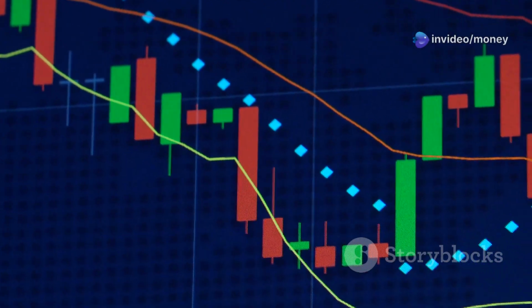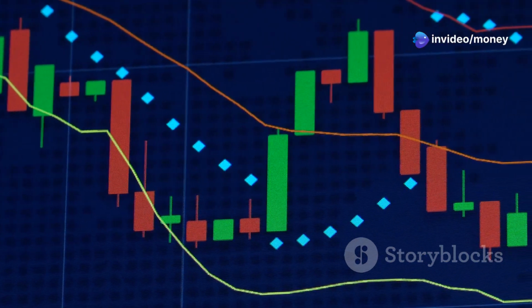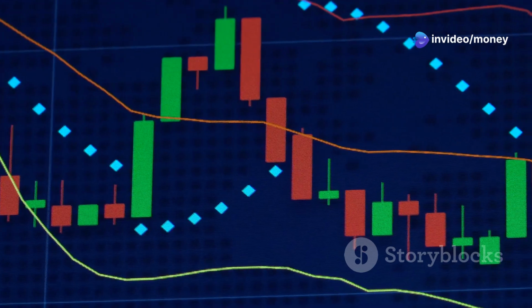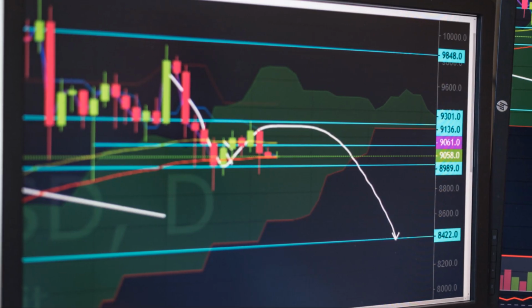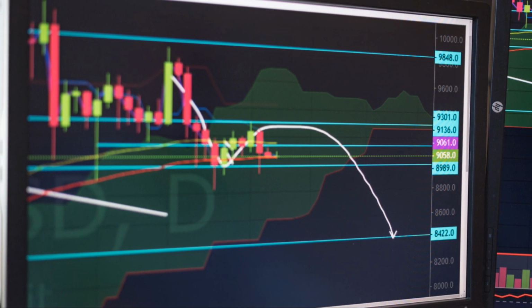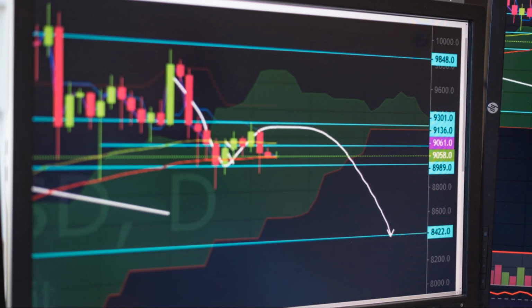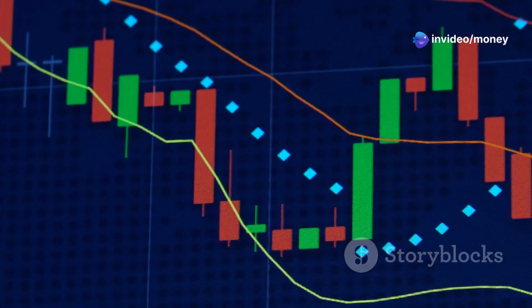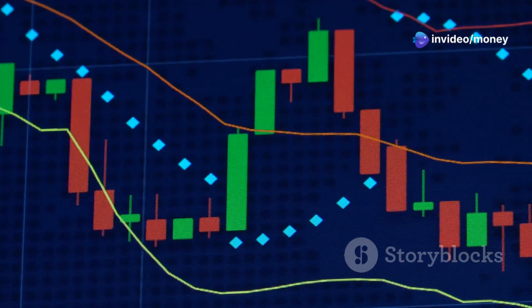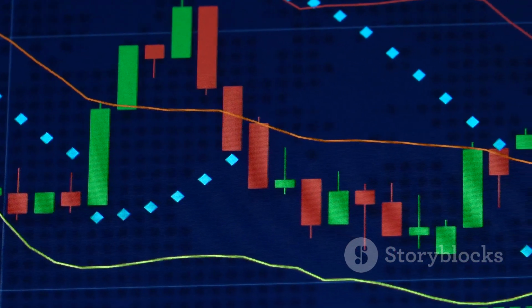Conversely, the tweezer bottom pattern forms at the end of a downtrend and consists of two or more candles with matching or nearly matching lows. The first candle is typically bearish, and the second candle reverses to close higher, demonstrating strong support at that price level. This pattern visually represents the market testing a low point and finding significant buying interest not once but twice.